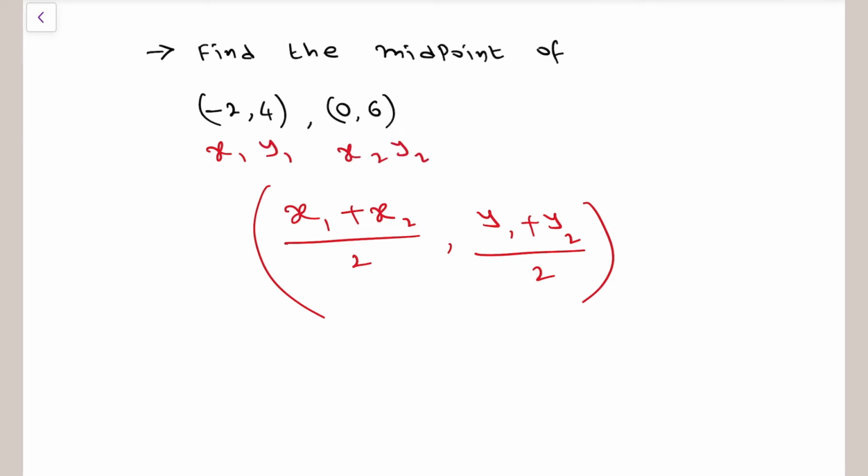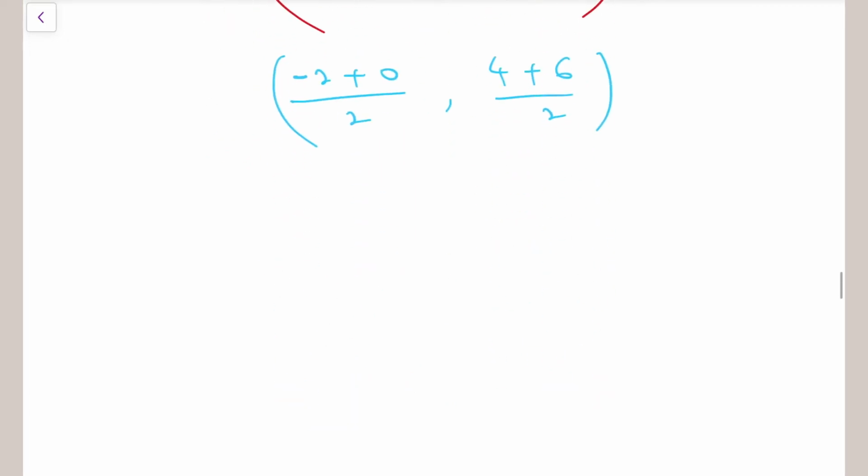So x1 is minus 2 plus x2 is 0 divided by 2, y1 is 4 plus y2 is 6 divided by 2. So let us simplify this further. Minus 2 plus 0, minus 2 divided by 2, 4 plus 6, 10 divided by 2, which is equal to minus 2 by 2, minus 1, 10 by 2, 5. So the midpoint is minus 1, 5.